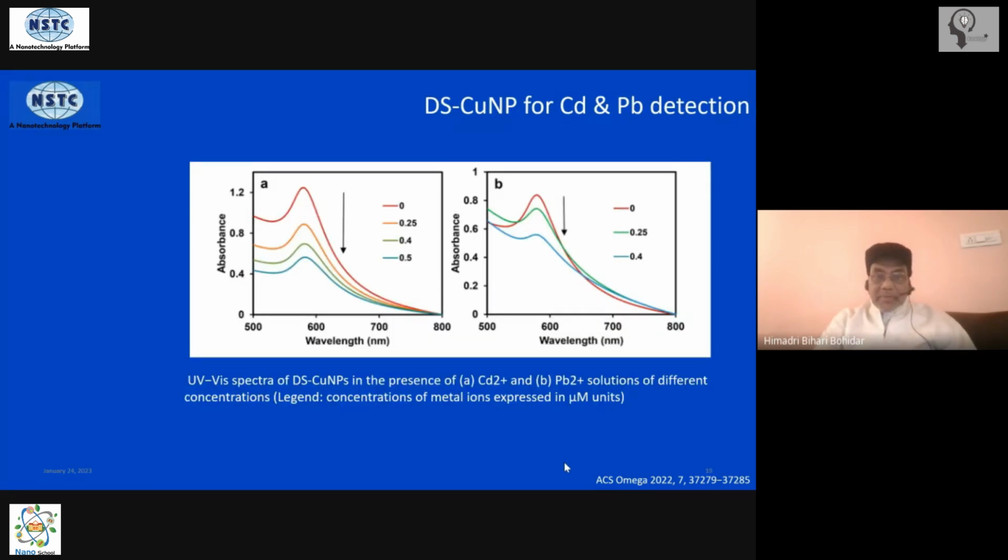Okay, now, interestingly, the same story repeats even for cadmium and lead. This is for cadmium, this is for lead. Again, it's a decrease in the absorbance. So for three metal ions, mercury, cadmium, and lead, it works excellent, and it shows concentration dependence, absorption suppression in case of all these three analytes.